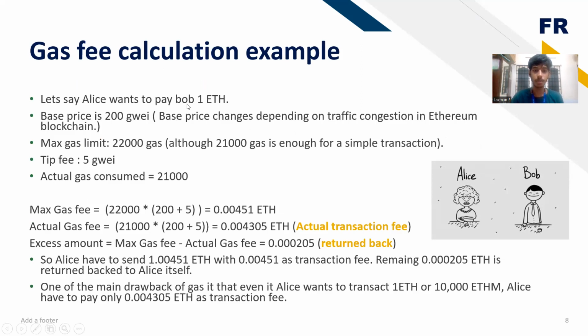Let's say Alice wants to pay Bob 1 Ethereum. She wants to make a simple transaction of transferring 1 Ethereum from Alice to Bob. So let's say the base price is 200 GWEI. As I said, the actual unit of gas is GWEI, gas is measured in the form of GWEI. The base price changes depending upon the traffic congestion in the Ethereum blockchain. The more traffic there is in the Ethereum blockchain, the higher the base price will be. So the base price is dependent upon the traffic congestion.